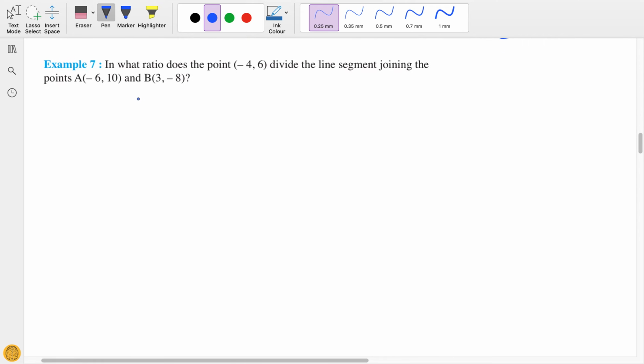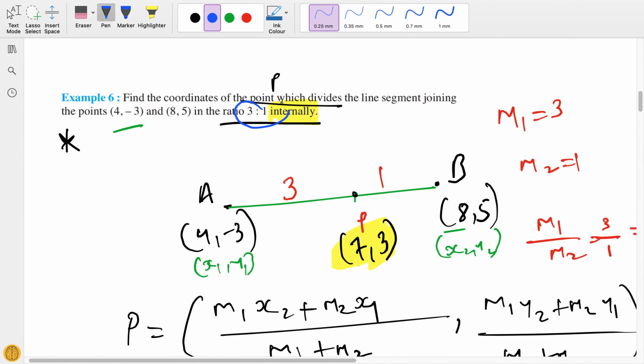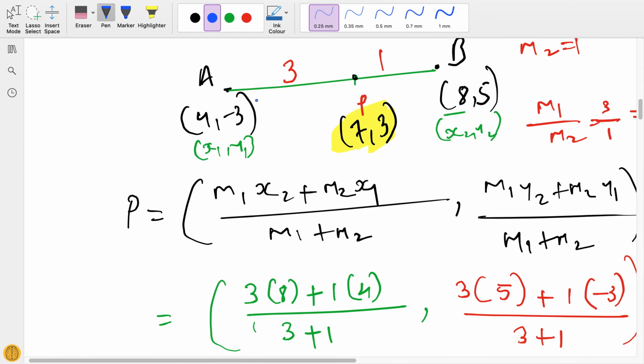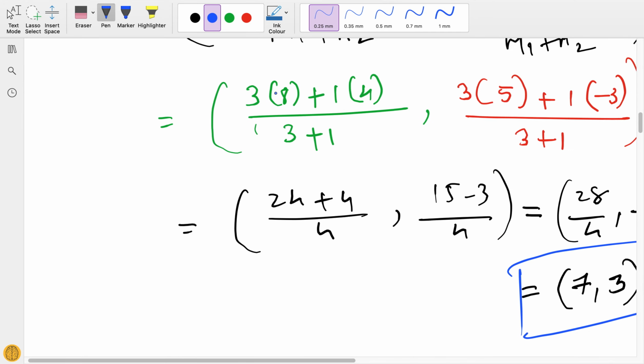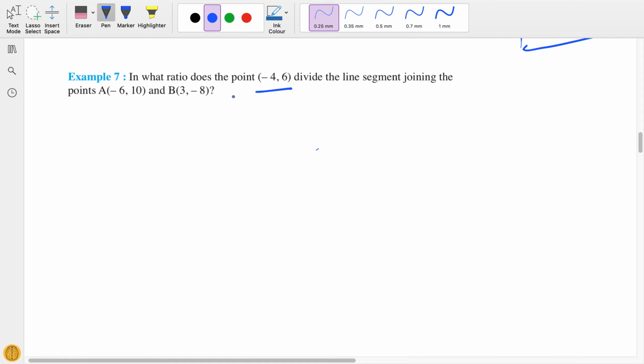Yes, the next question is, in what ratio does the point minus 4 comma 6 divide the line segment joining the points A and B? So in example 6, the previous question, we were given the ratio and we had to find the coordinates of point P. In this question, we are given the coordinates and we have to find the ratio. So no need to worry. We just have to be cautious in putting the values.